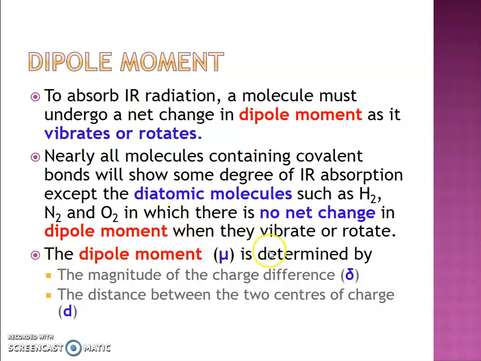The dipole moment is determined by the magnitude of the charge difference, which depends on the electronegativity of the atoms, and also the distance between the two centers of charge. This is a bit technical. You can Google to find out how to determine the dipole moment.